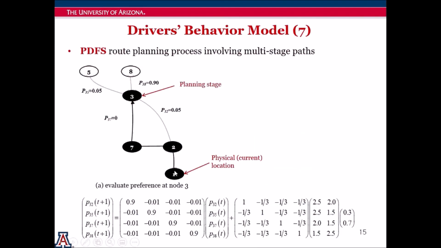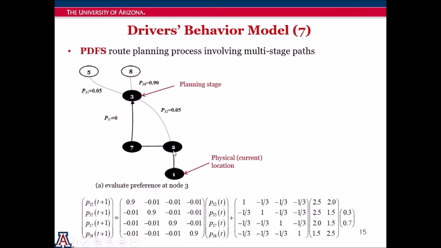So let's look at it. This is the origin, and let's say this is a destination, okay? And then from here, initially the driver has to select the one option, right? Because there is only one path from node 1 to node 2.